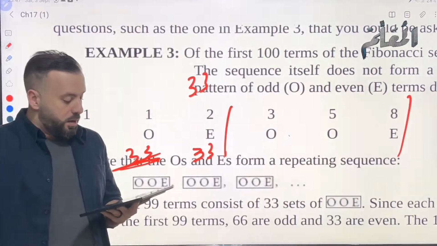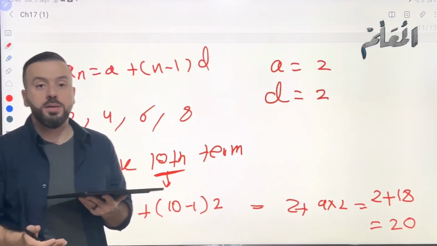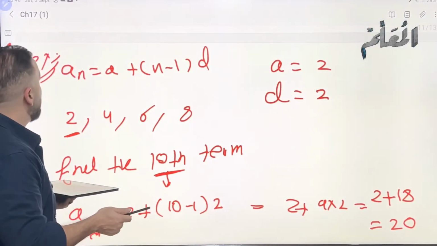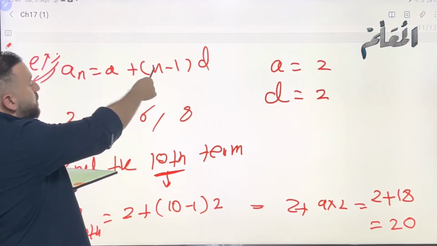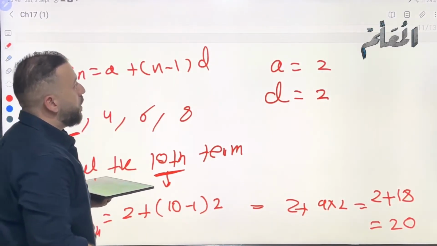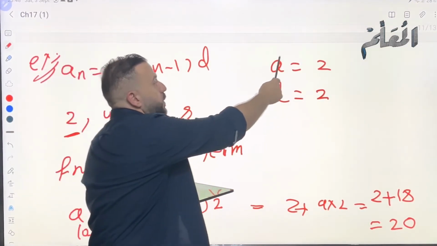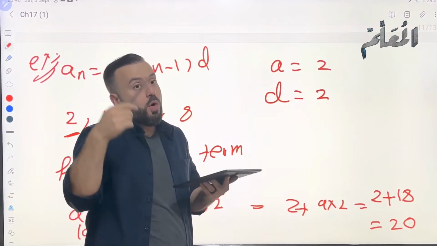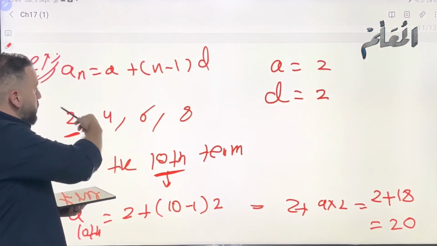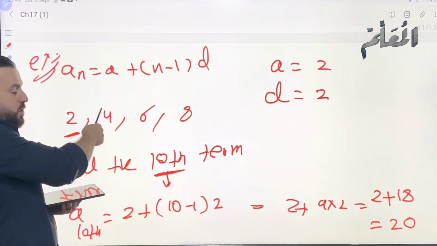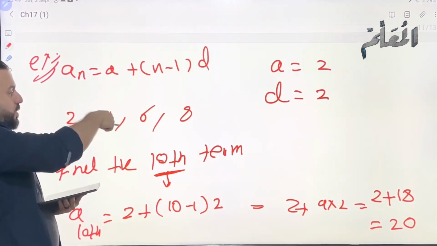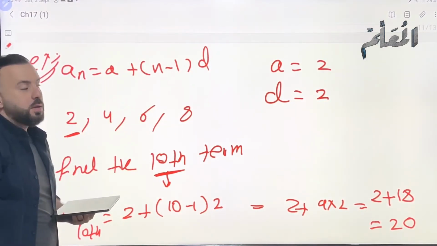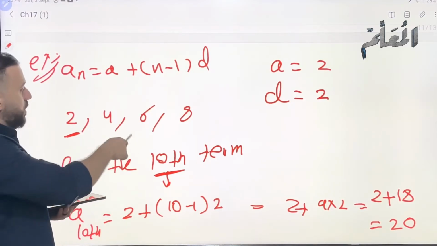The last question is an easy one, so you can remember the arithmetic sequence: a_n is equal to a plus n minus 1 times d. If I have a equal to 2 and d equal to 2, that comes as a question, or maybe I have the sequence 2, 4, 6, 8. The difference is 2, 2, 2. Either this way or this way, I know that a and d are 2 and 2. What is the 10th term?